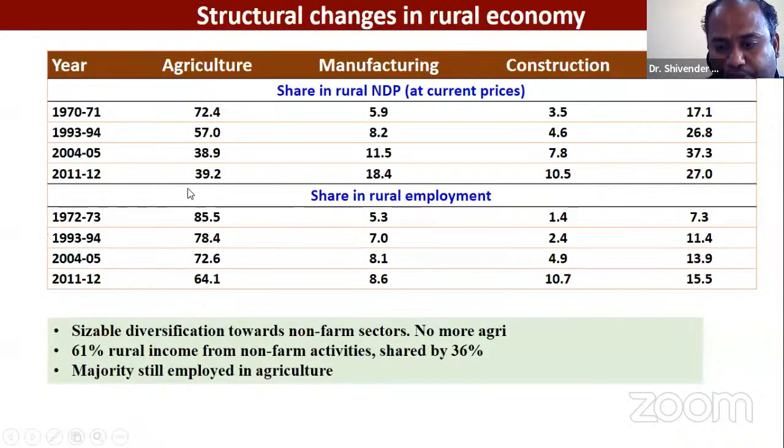So the takeaway message is that we should not say agriculture is the predominant activity in rural areas. It is not in terms of output, but agriculture still engages a lot of labor, even more than 60%. So we have excess dependency on agriculture.